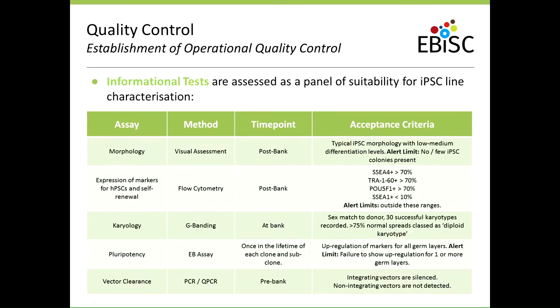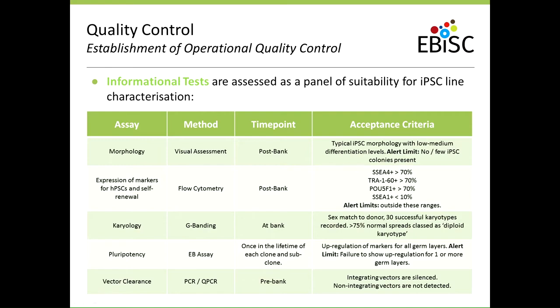The informational tests are the ones that are just to add more value to the line. So we look at things like morphology to make sure that the cells look like typical iPSC lines. There is flow cytometry performed on the cells, so SSEA4, TRA160, OCT4, SSEA1. Again, there's only alert limits, so obviously if you're outside specific ranges, then you might have to take a look just to make sure everything's okay with your cell line.